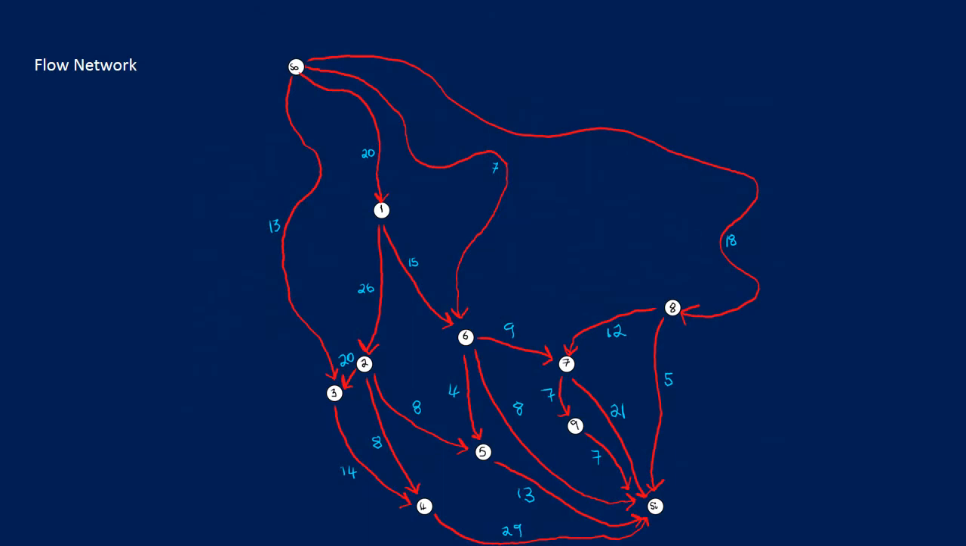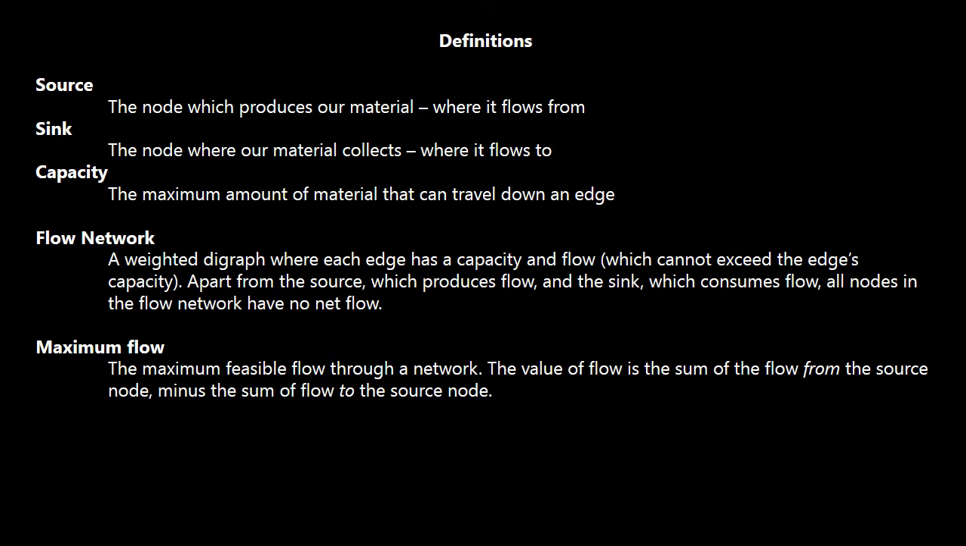Now we can remove the literal background and abstract the model. This type of weighted digraph with a source and a sink is known as a flow network. Here are some quick definitions we've already covered. Feel free to pause.